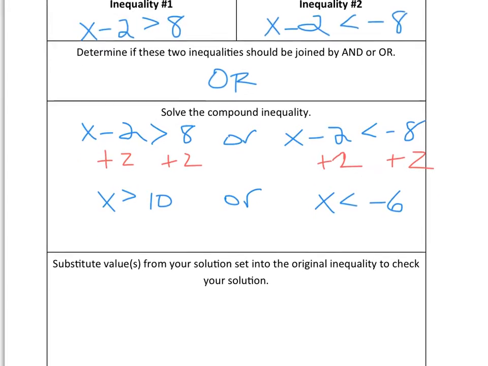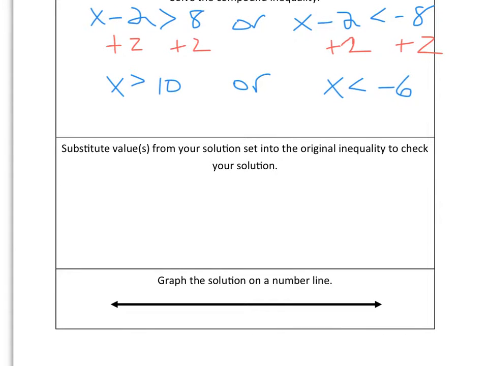My last step is to graph that solution. So I need negative 6 and 10. They don't have the equal to, so those are going to be open circles. I need less than negative 6 or greater than positive 10. Remember, or should be 2 pieces in your graph, and should be 1.